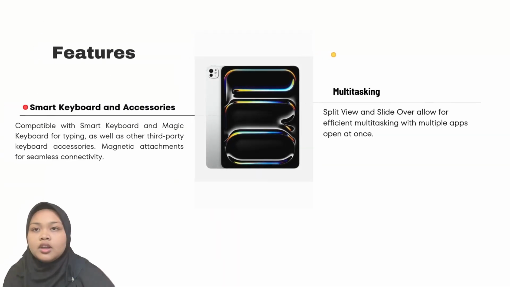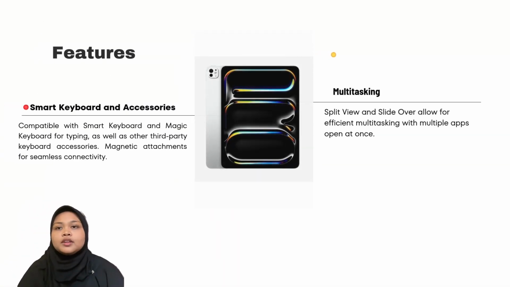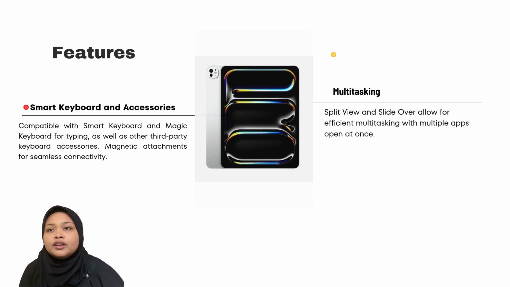Okay, now I want to talk about the features of the Apple iPad Pro. The first feature of the iPad Pro is keyboard and accessory. The iPad keyboard provides a great typing experience and lightweight, durable protection for your iPad, and it attaches to the iPad magnetically, so the user has no need to plug in and pair the keyboard with the iPad.